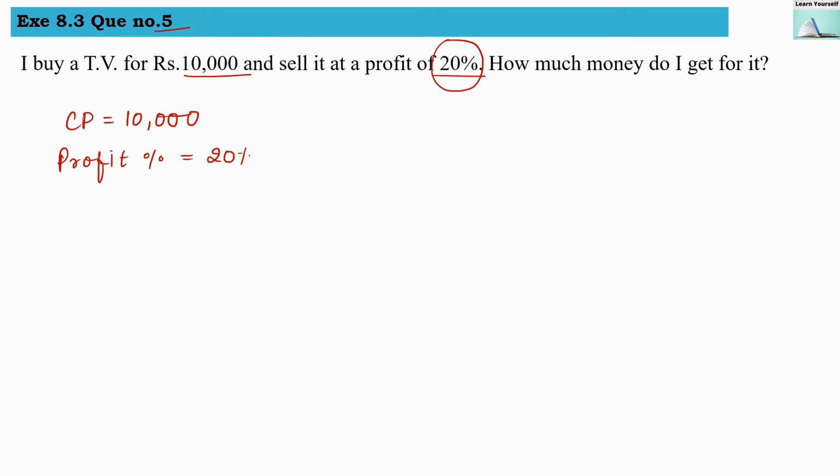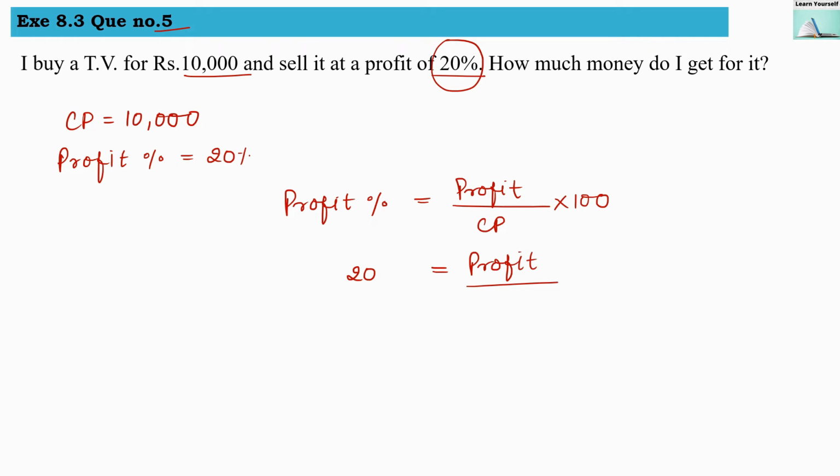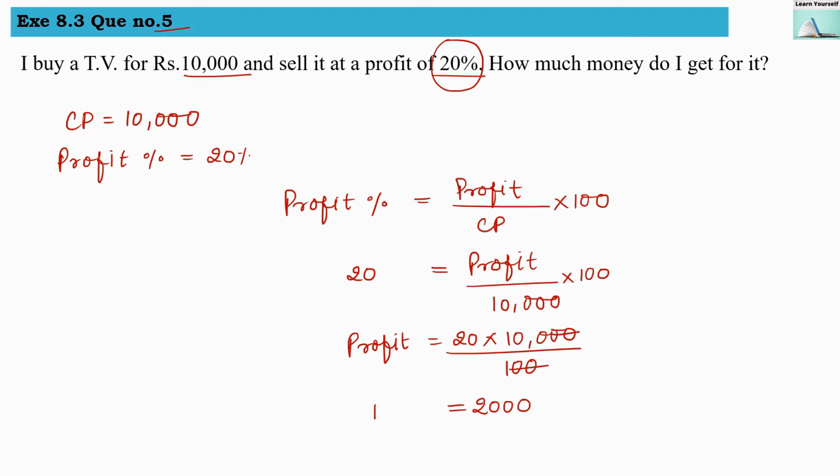Now our formula is profit percentage equals profit divided by cost price multiplied by 100. We do not know the profit, but we do know the profit percentage, that is 20. Profit we have to find out. Cost price we know, that is 10,000, multiplied by 100. So profit equals 20 into 10,000 divided by 100. This 20 and this 20 we can cancel off. We will get 2,000 as profit.